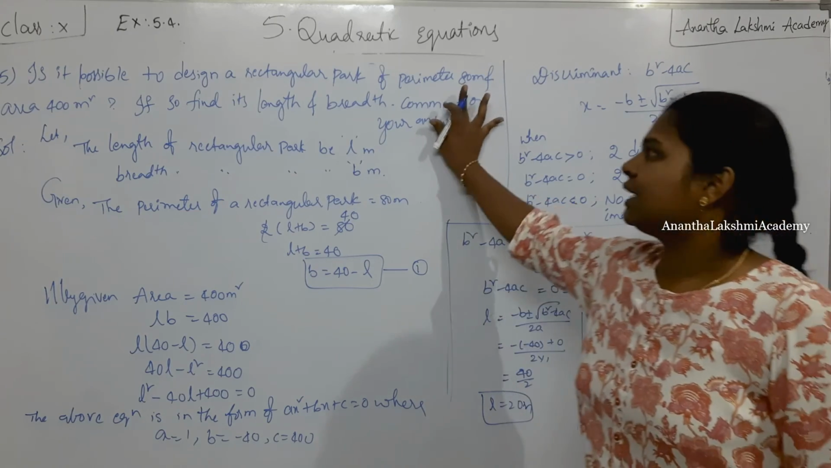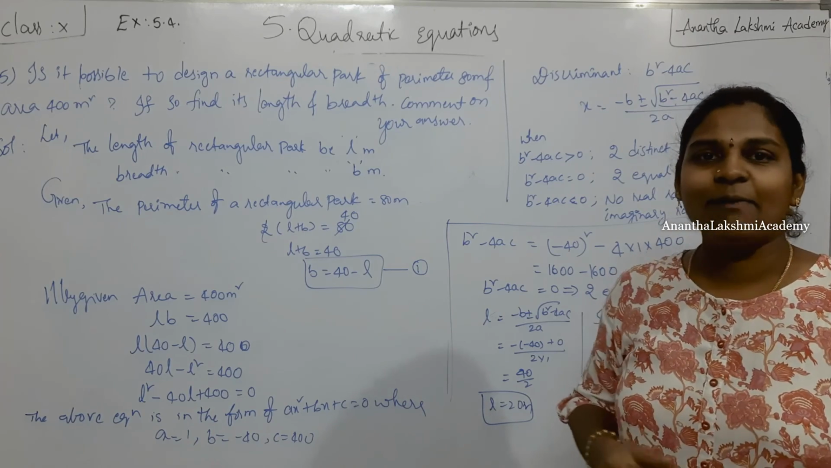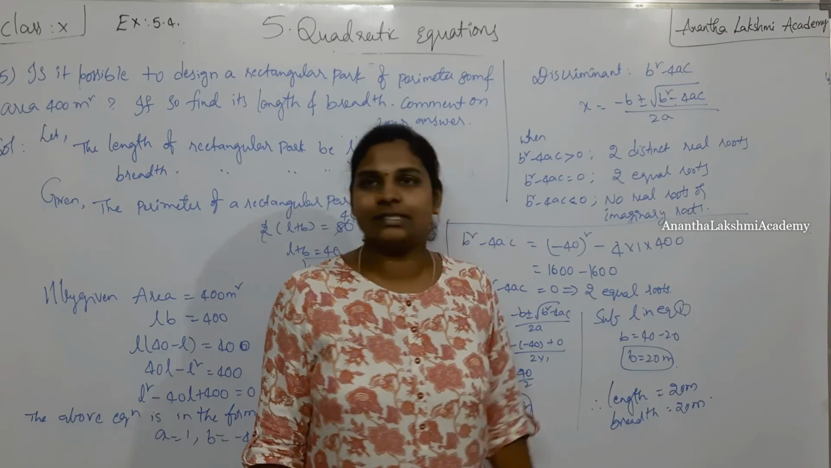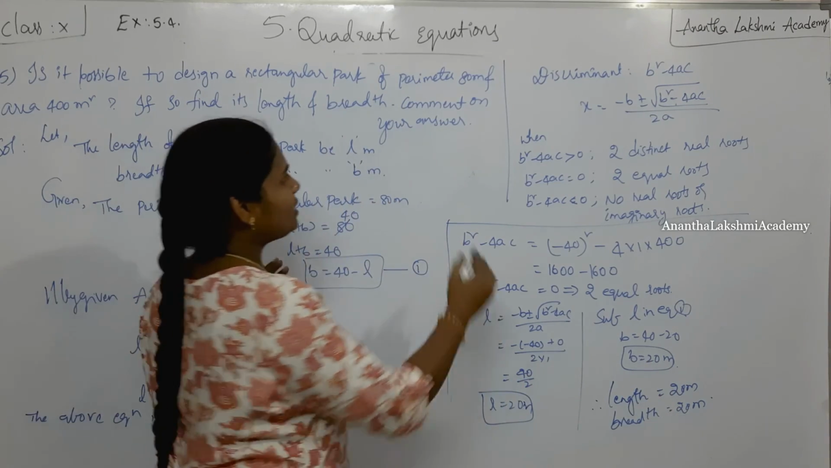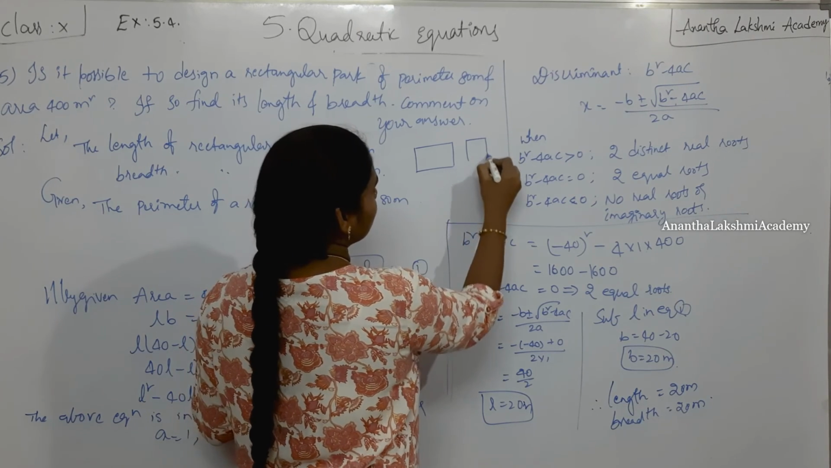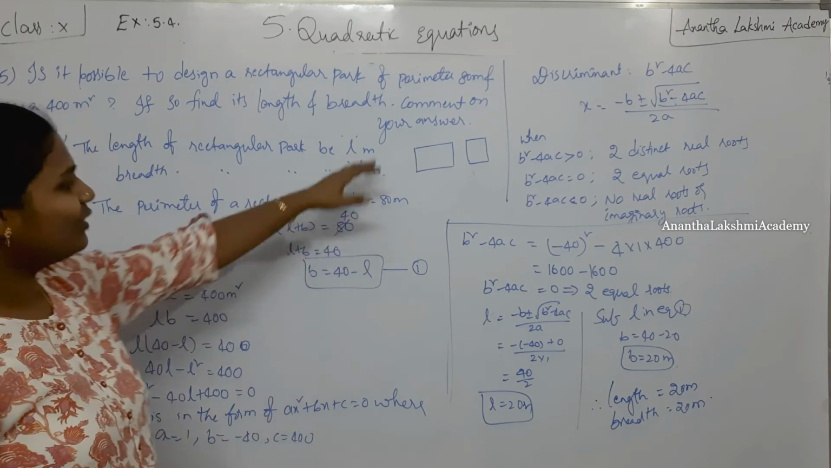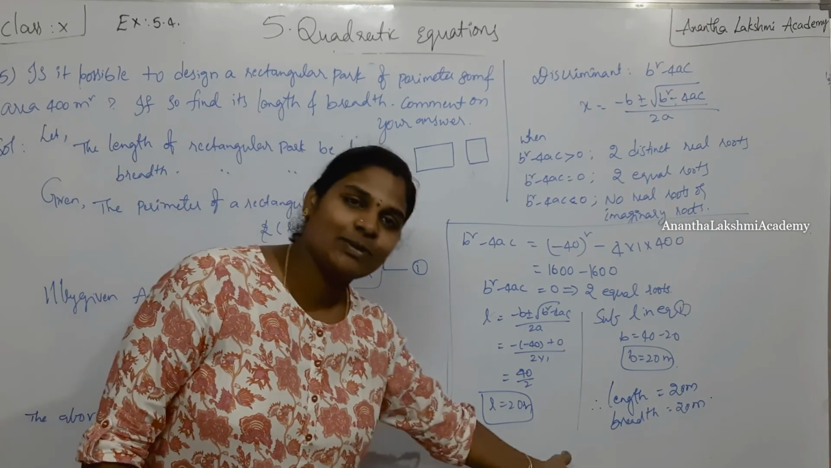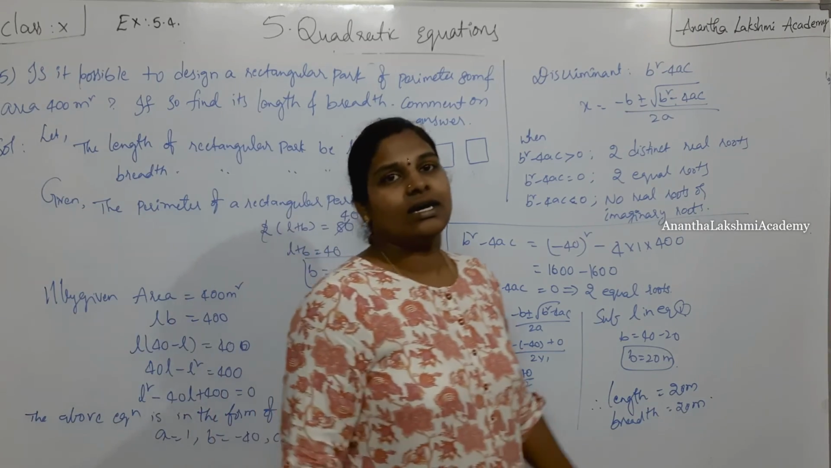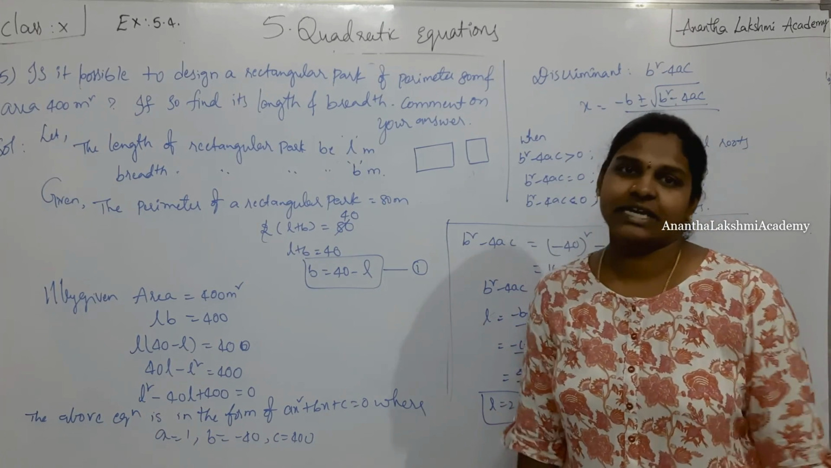Now, comment on your answer. So, if so, find its length and breadth. Now, what am I going to comment is, now that we have length is equal to 20 meters and breadth is equal to 20 meters. See, we were trying to draw a rectangle like this, wherein it ended up as a square. Now that length and breadth are equal. Right. My comment is going to be the rectangular park ends up as a square, as length and breadth are same. Alright. So that is about exercise 5.4, the last problem of last exercise in quadratic equation.